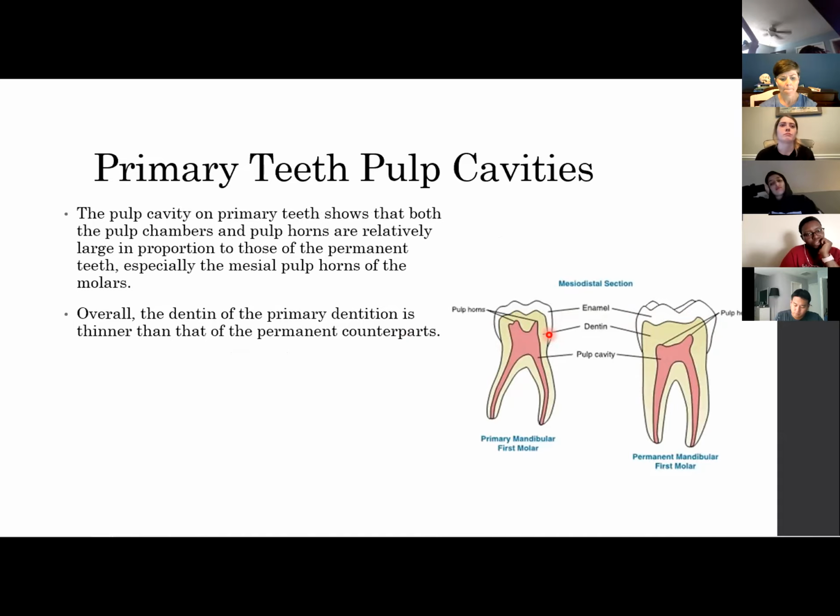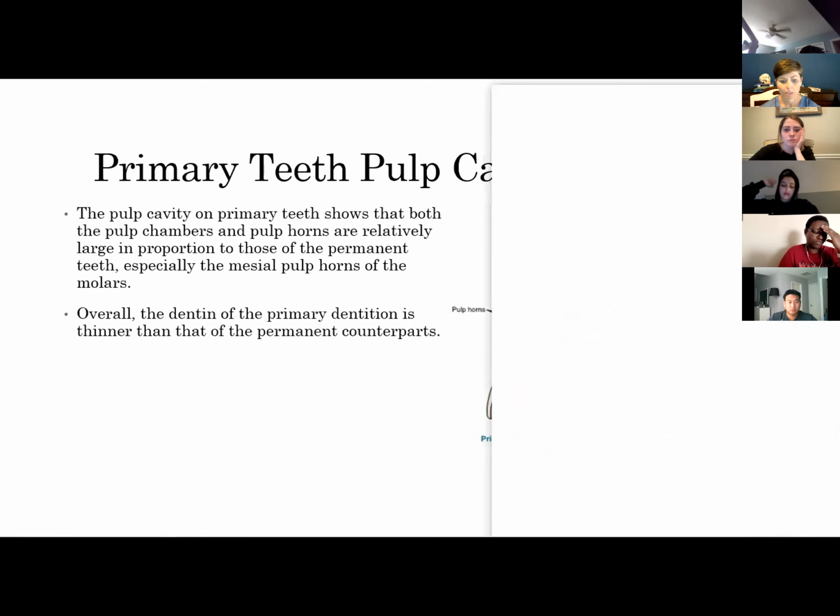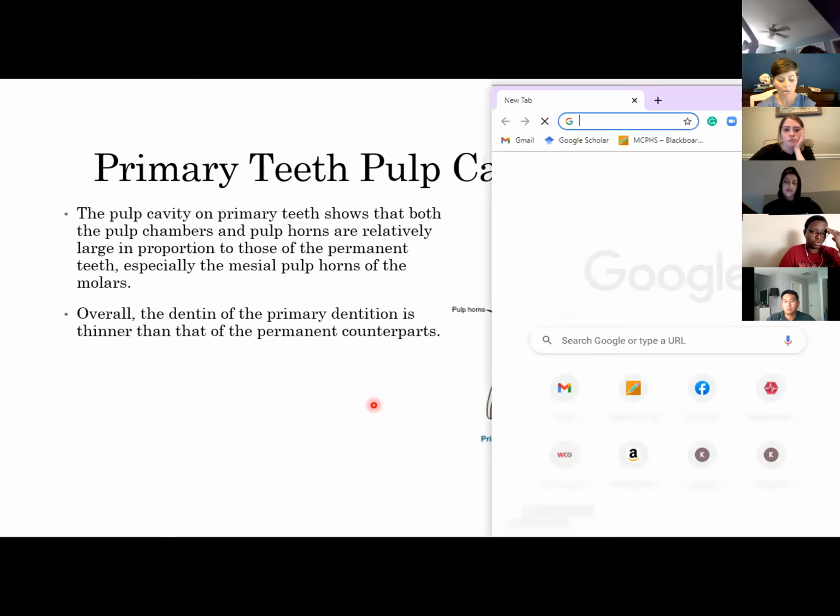Question, please. When the primary tooth sheds, does the root come out with it, or just the crown? Just the crown. Let me see if I can find a radiograph real quick. So what happens to the roots? Does it kind of disintegrate? Yes, they dissolve.